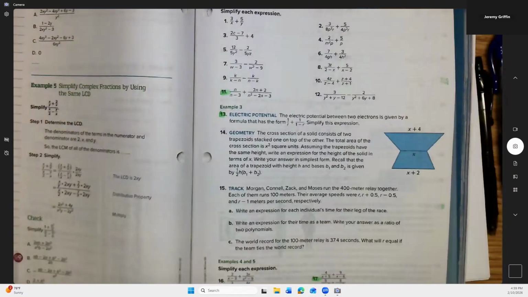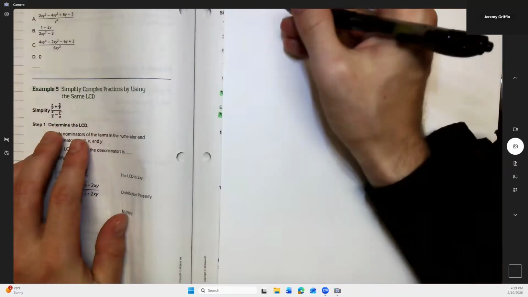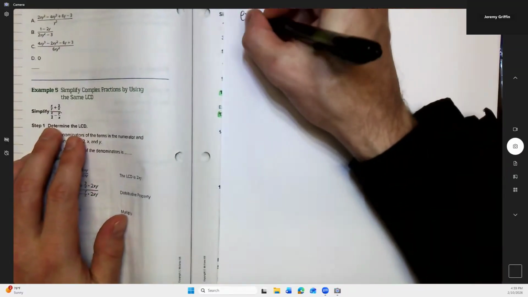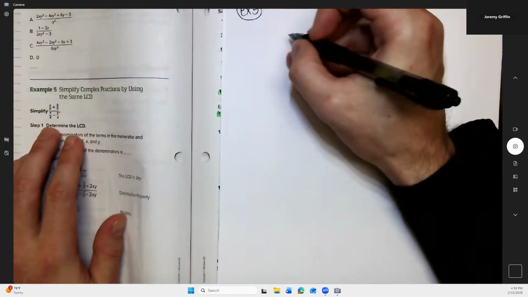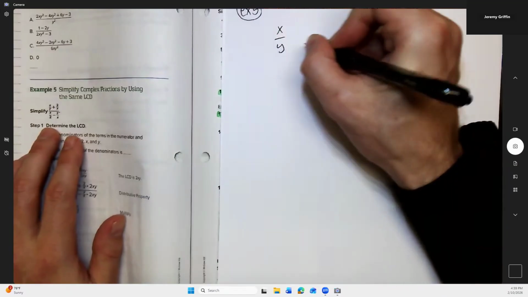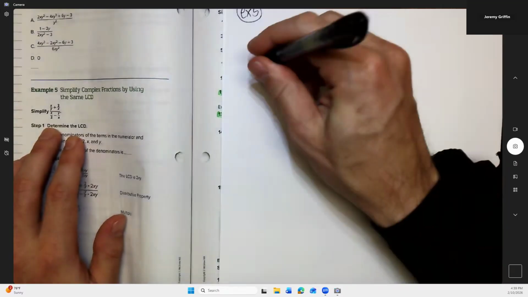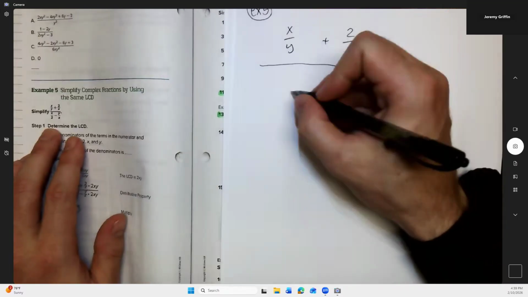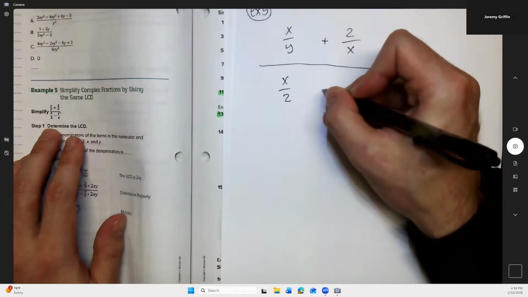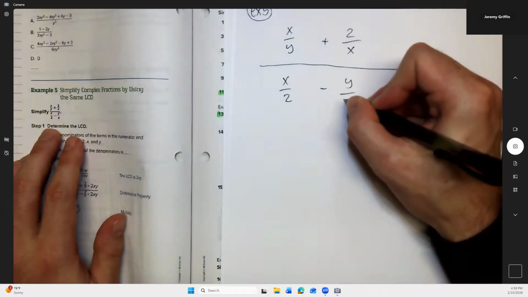Example 5. Simplifying complex fractions. So looks like a pretty similar example, I think. We got x over y plus 2 over x, and this is collectively divided by x over 2 minus y over x.